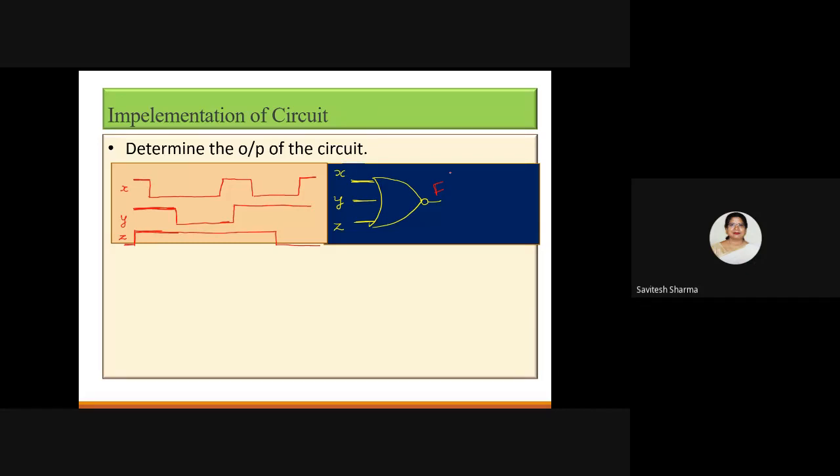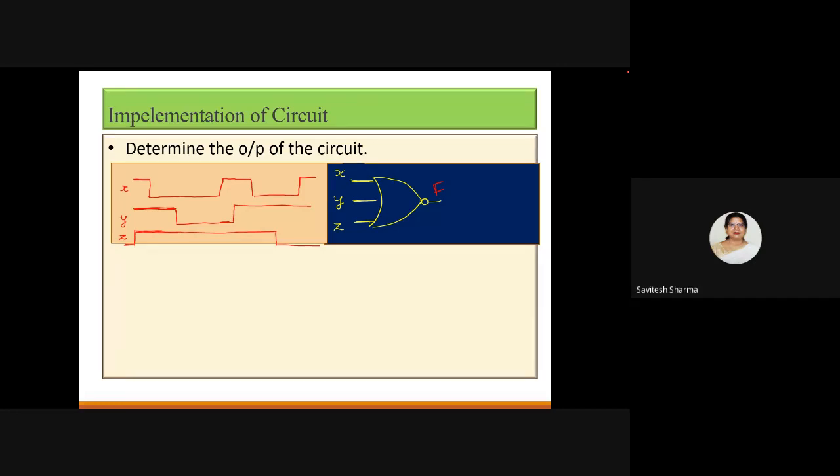So what is given in this question? A circuit consisting of only a single gate is given, and the input applied at X, Y, Z is given as a timing diagram. Based on the property of the gate, you need to decide F. So what is the procedure? First you should remember the property of the gate. If you remember the truth table, you can determine the output.